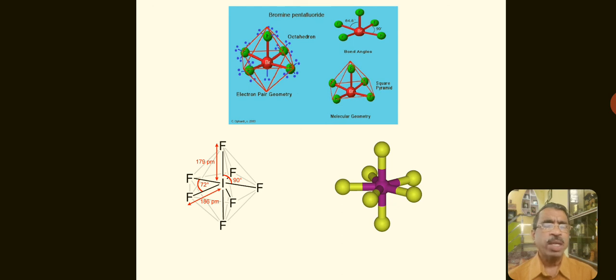But in the case of iodine heptafluoride, it does not have any lone pairs of electrons, therefore it has a perfect geometry. Hence the bond angles are also perfect, having pentagonal geometry. Therefore this compound has zero dipole moment.